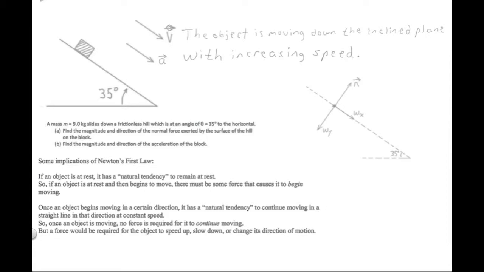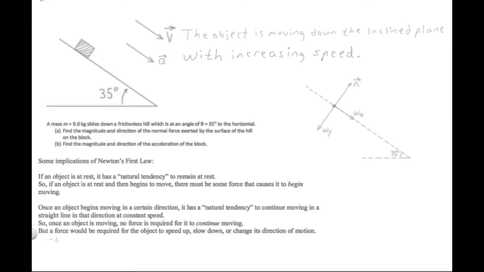Well, it seems that this object was already sliding down the hill when the problem began. So when the problem began, the object was already in motion. And according to Newton's first law, once an object is already in motion, it has a natural tendency to continue moving in a straight line in that same direction at constant speed. So we don't need to explain why the object is moving down the inclined plane, because that started before the problem began. But remember that the natural tendency for an object in motion is to move at constant speed.